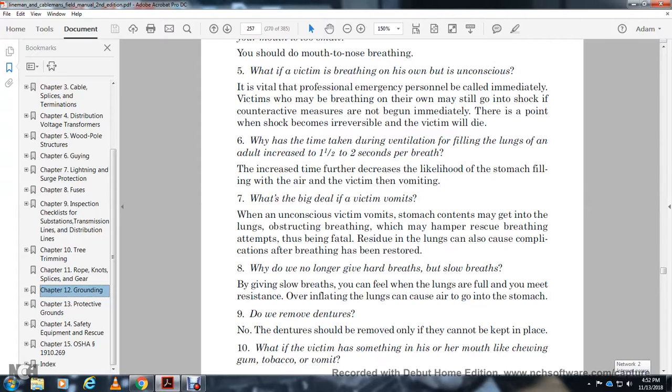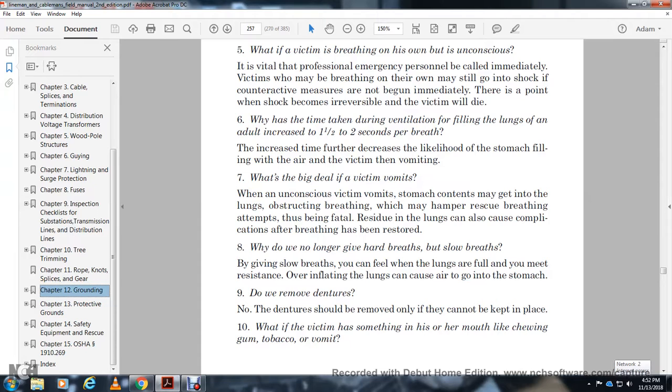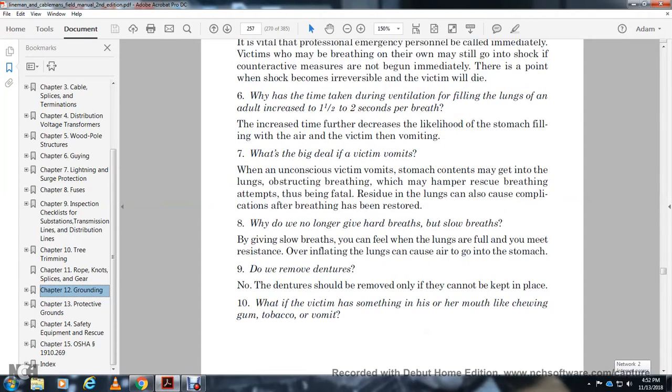Do we remove dentures? No, dentures should be removed only if they cannot be kept in place. Also, if the victim has something in his mouth like chewing gum, tobacco, or vomit, deal with it.